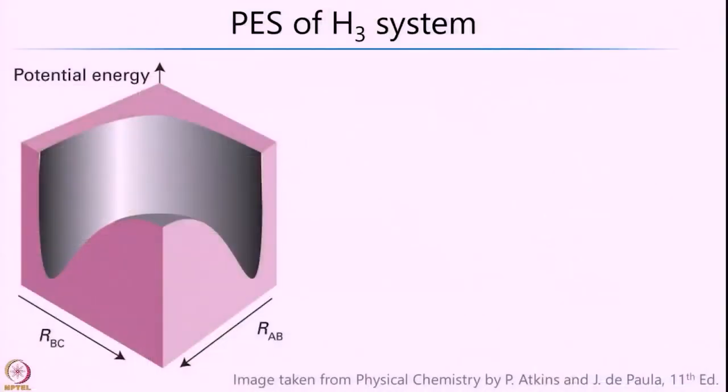Having refreshed our memories on reaction coordinate diagrams and potential energy surfaces, let us start looking at a very simple case of an H3 system. For that, I am going to write down the reaction which we are interested in first. Let us say I have a hydrogen atom HA which is interacting with a hydrogen molecule. Just to distinguish the hydrogens, I am writing them as HA, HB and HC, and this would give me HA, HB plus HC.